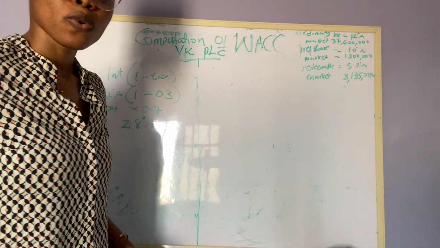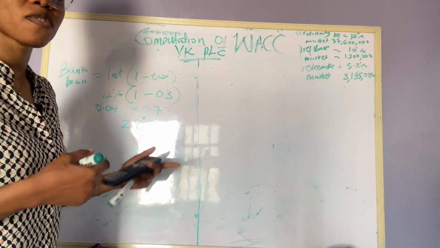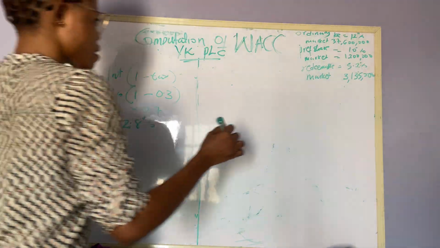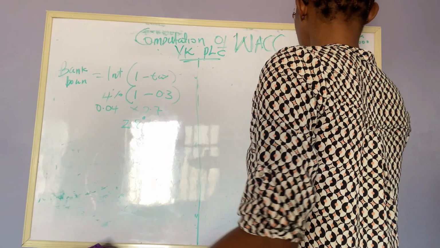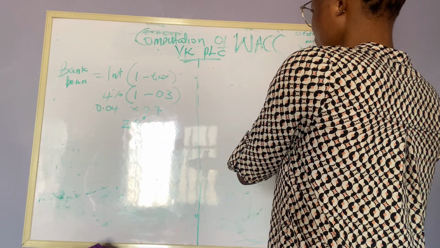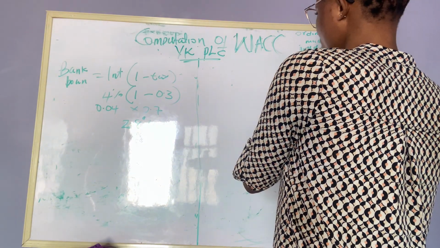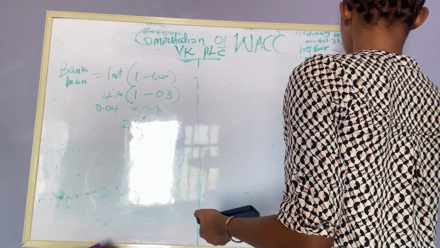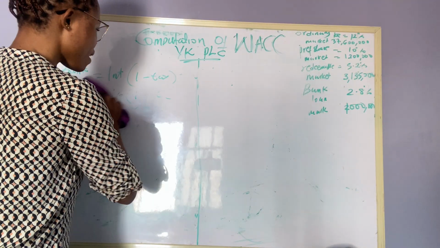Please kindly go through the question, so that as I'm solving it, and when you finally go back to watch it, you are looking at the question and you understand it. So this is our percentage. Now we want to calculate. The bank loan cost is 2.8%, and the market value is 1,000,000. Now we want to compute our WACC finally.